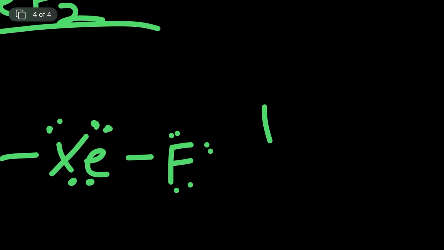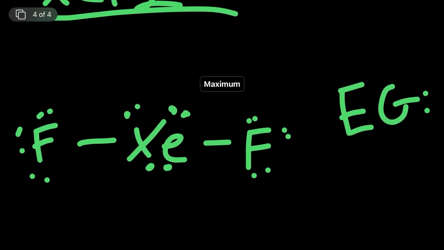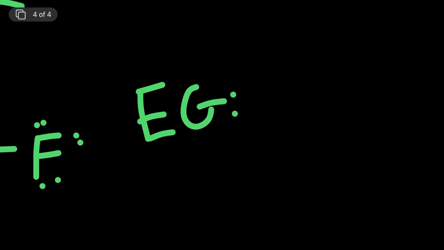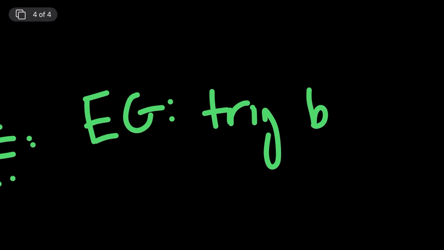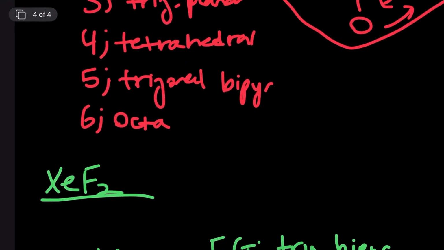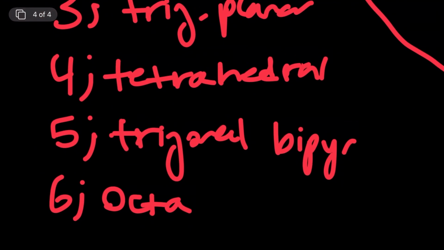So once again, we go to our electron geometry. And in this case, we have 1, 2, 3, 4, 5. We have 5 electron groups. So that means it's going to be trigonal bipyramidal. Sorry, I spelled that wrong. As you can see with the previous thing we drew, when you have 5 electron groups, it's trigonal bipyramidal.